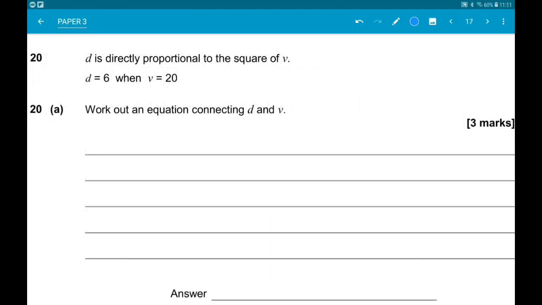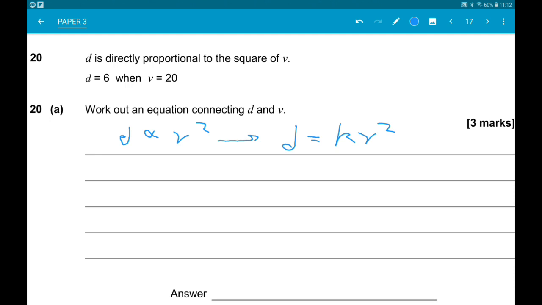Okay, number 20, we have direct proportion. So, I have a playlist on this down below. So, D is directly proportional to the square of V. So, D is proportional to V squared. Now, the formula we use is D equals KV squared. D is equal to 6 when V is 20. Work out an equation linking D and V.